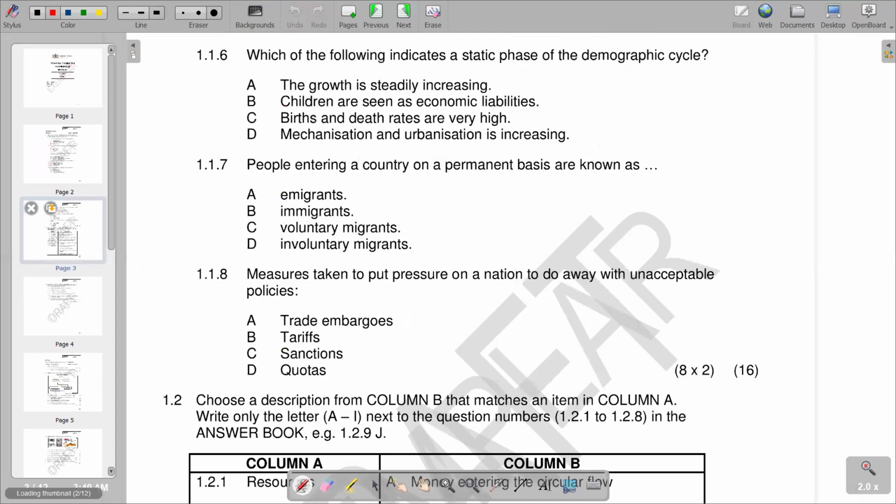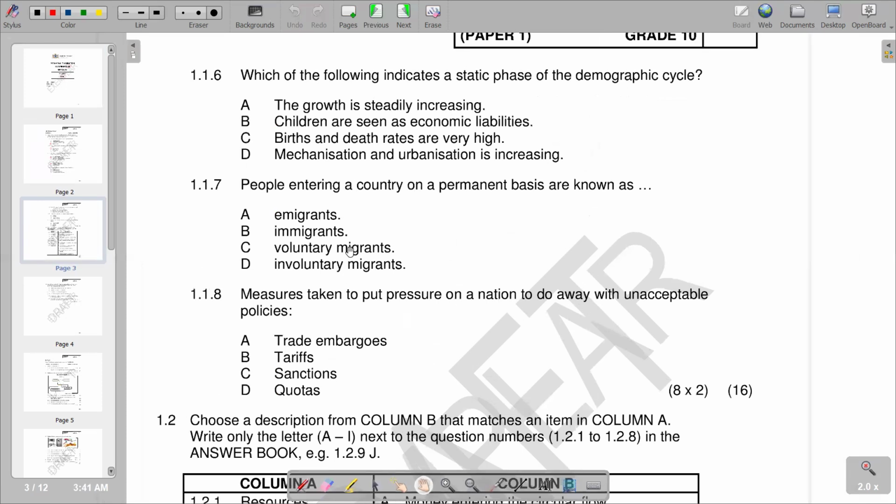We try to see. This is the question that we have. The question reads, which of the following indicates a static phase of the demographic cycle? So remember, the static phase, we are saying this is a stationary phase. But the characteristics of this static phase is that there is low birth and death rates. There is also high quality of life. And also it's characterized by a rectangular population pyramid. So those are some of the characteristics that include the static phase.